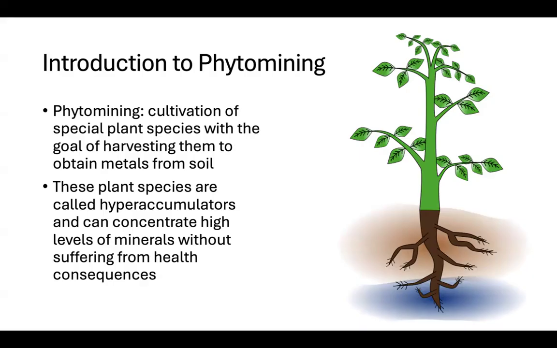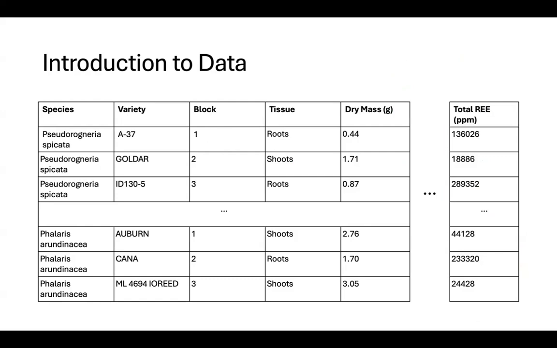For our example today, we're going to be using phytomining data. Phytomining being the cultivation of special plant species with the goal of harvesting them to obtain metals from soil. These plant species are called hyperaccumulators, and they can accumulate very high concentrations of minerals without suffering from negative health consequences.